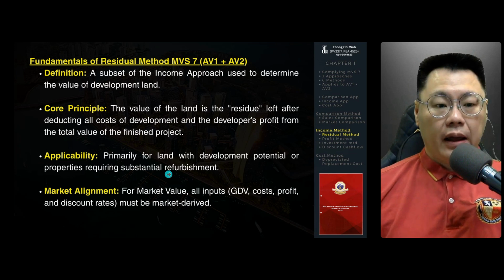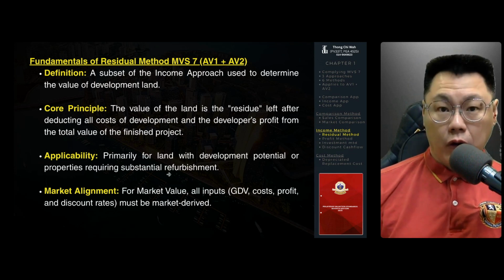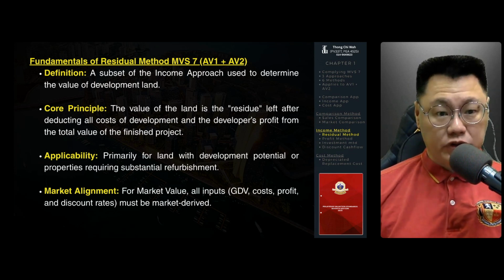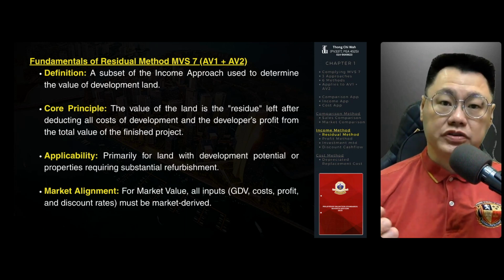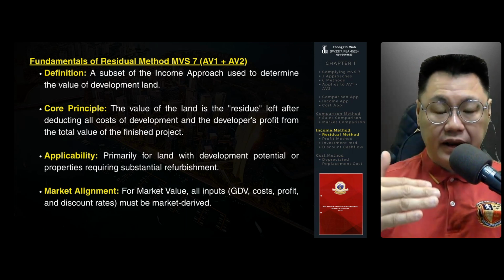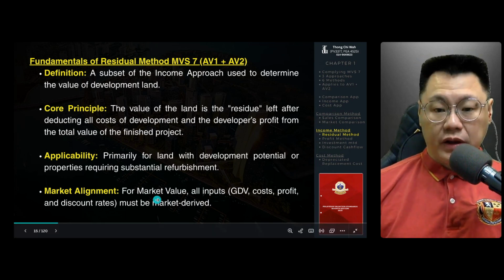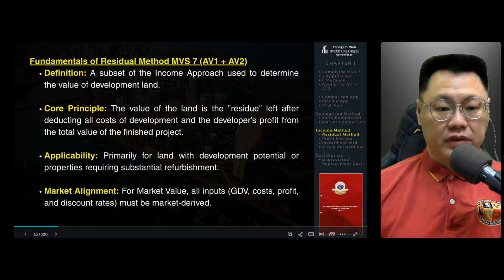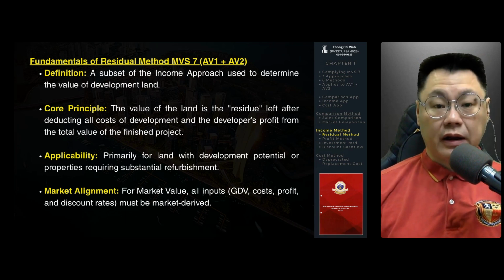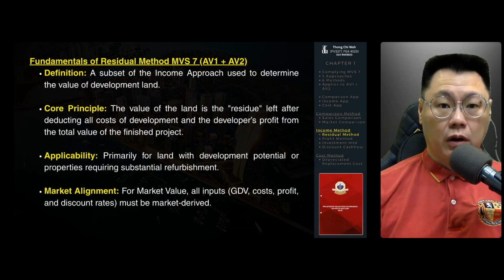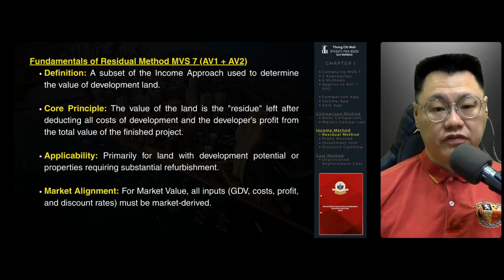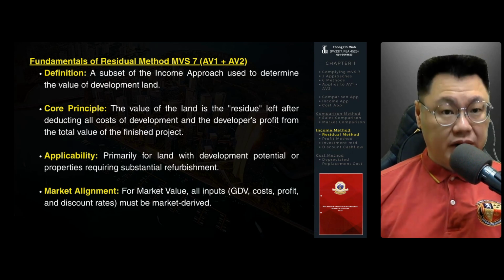Now, it is applicable for land with development potential. So you tend to see questions that have what we call the land and everything else here. Market alignment: for market value, all inputs, GDV, cost, profit, must also be discounted. We call it PV or present value. You must take it into present value to derive the market value.